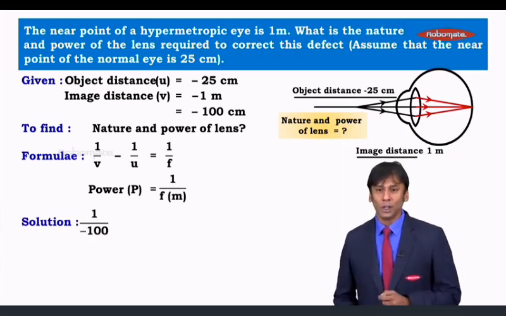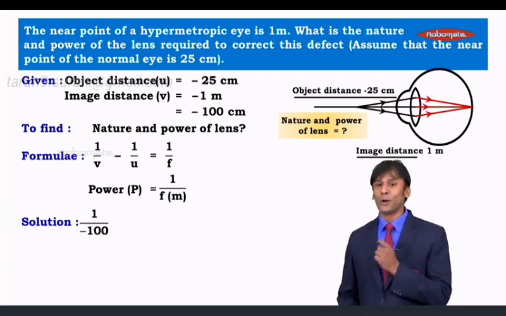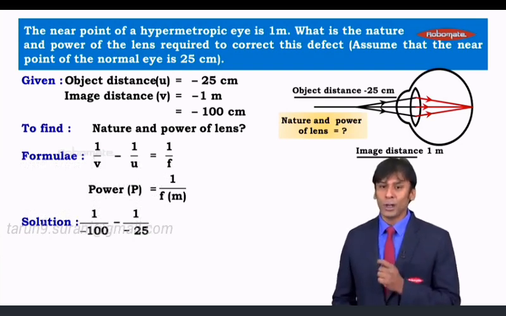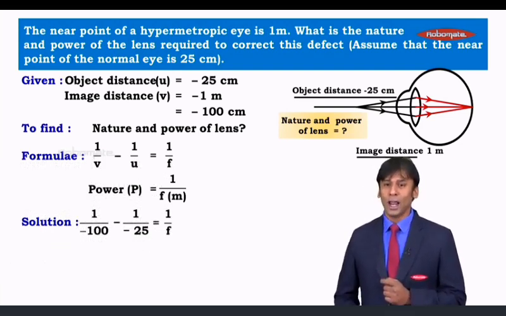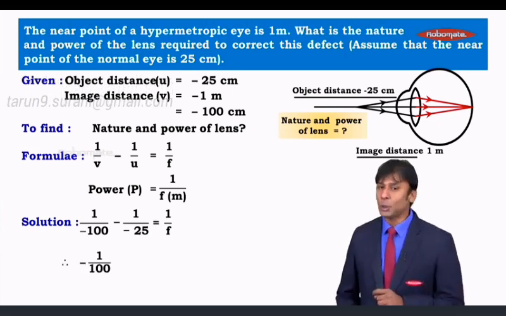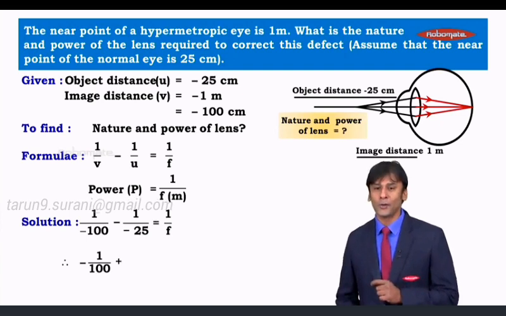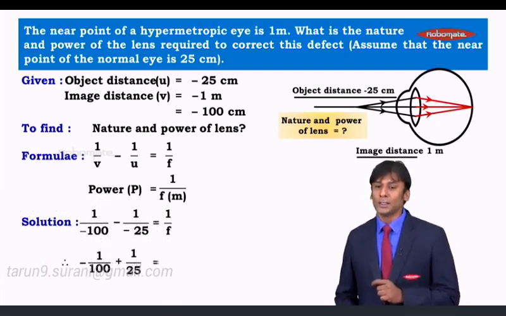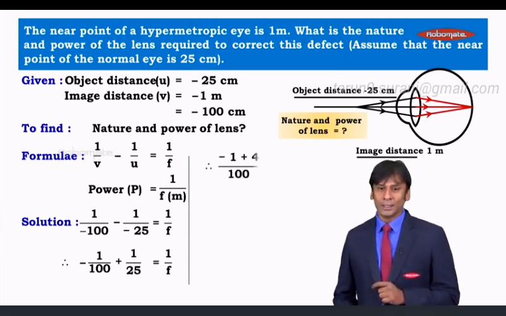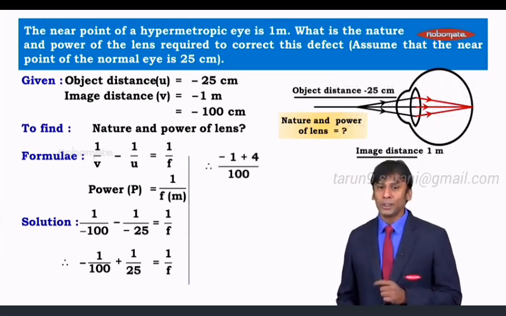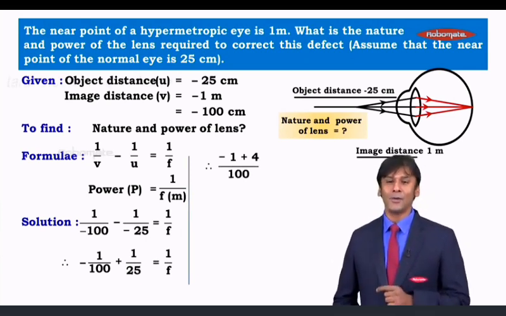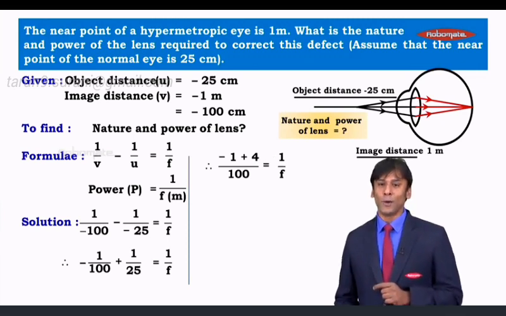1 upon v. Now we know v is minus 100, so 1 upon minus 100 minus 1 upon u. Now we know u is minus 25, so it will be 1 upon minus 25 is equal to 1 upon f. Now minus 1 upon minus 25 becomes plus, so this equation turns into minus 1 upon 100 plus 1 upon 25 is equal to 1 upon f. Now going further students, we take the LCM, and in this case the LCM is 100, so it will be minus 1 plus 4 in the numerator upon 100, and this is equal to 1 upon f.